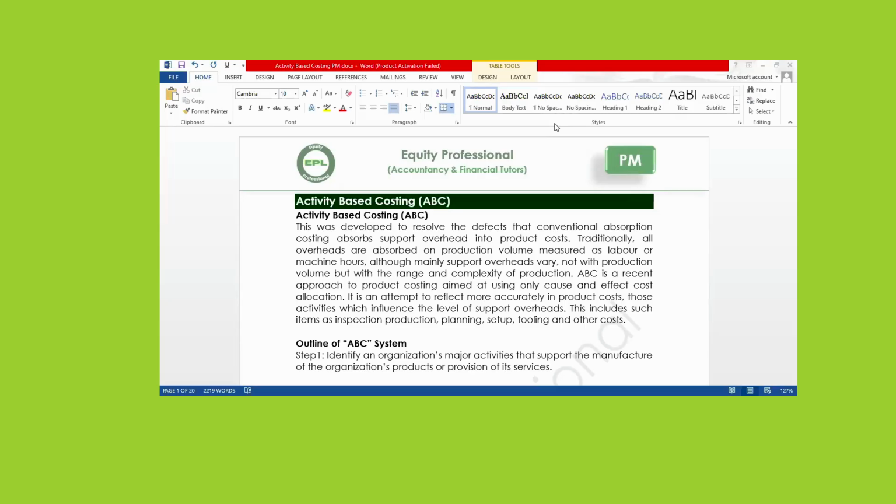Let me take that again. Activity-based costing is a costing system that is developed to resolve the deficiency of the traditional absorption costing system.